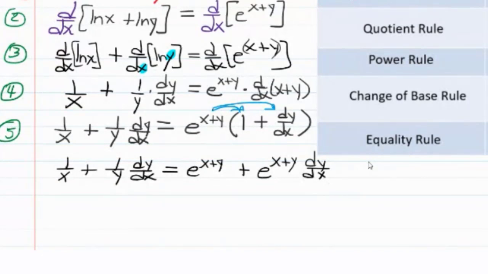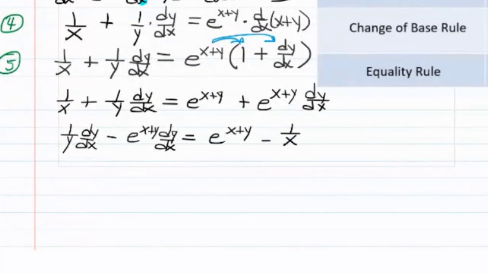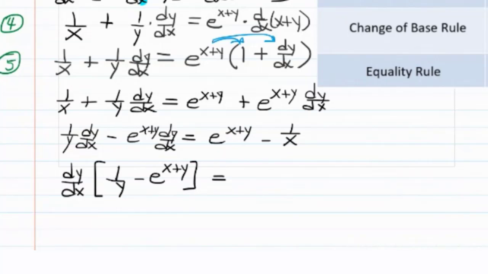Now, whenever the dy/dx appears in more than one term, we get the terms that contain it to one side and everything else to the other. I like to bring it over to the left usually. So I'm going to have (1/y) dy/dx minus e^(x+y) dy/dx equals e^(x+y) minus 1/x. And then, of course, we factor out the dy/dx. So we're going to have dy/dx times (1/y minus e^(x+y)) is equal to e^(x+y) minus 1/x.